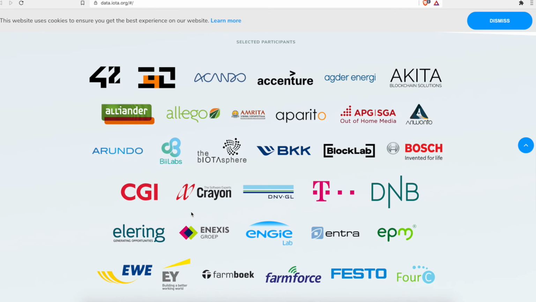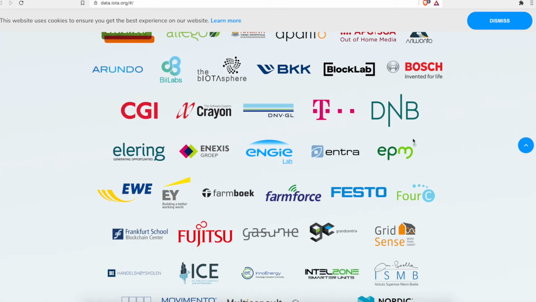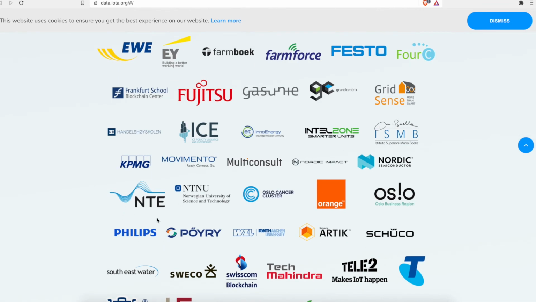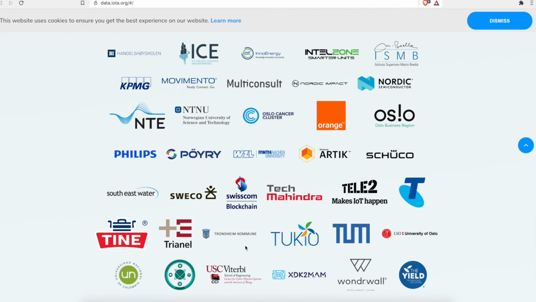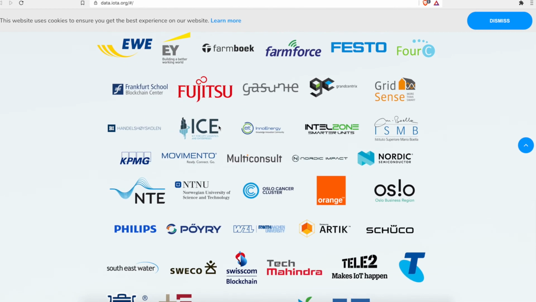Here's just some of their partners that they have. I mean, look, they got T-Mobile, Bosch. That's huge. These are big companies. They got Philips. Oh, that's huge too, because Philips is in your bathroom. Brush your teeth, mirrors, lights, everything. That guy's in your house. That's huge data.